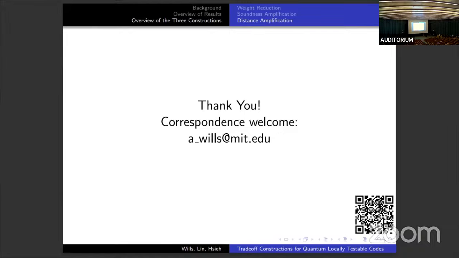I can comment on that a bit more. There's a property called confinement, which is sufficient for single shot decodability. Broadly, confinement and soundness look quite similar. But soundness is telling you that big errors have to have big syndromes, whereas confinement is telling you that big syndromes have to be caused by big errors.